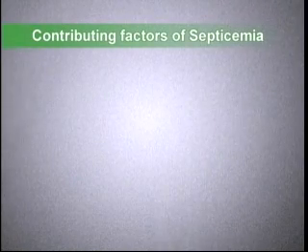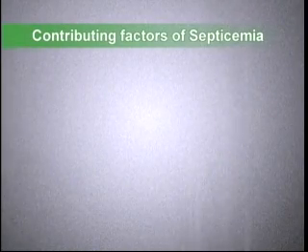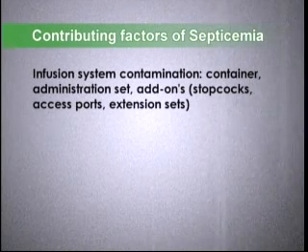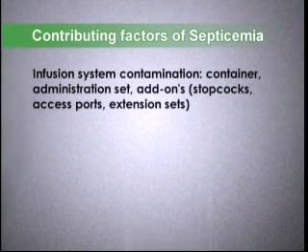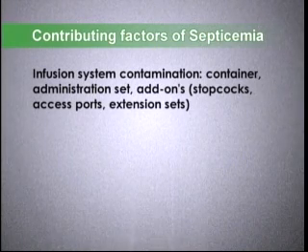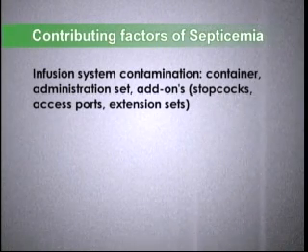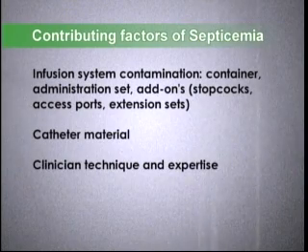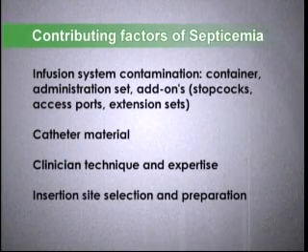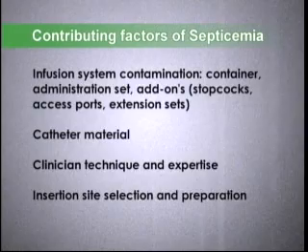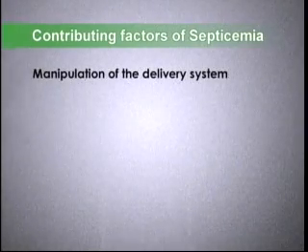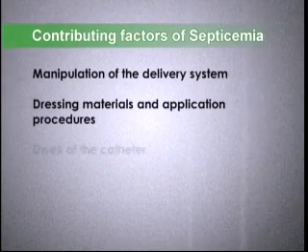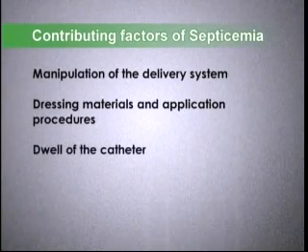There are several factors that may contribute to the occurrence of septicemia. Infusion system contamination, container, administration set and add-ons such as stopcocks, access ports, and extension sets. Catheter material. Clinical technique and expertise. Insertion site selection and preparation. Manipulation of the delivery system. Dressing materials and application procedures. And the dwell of the catheter.